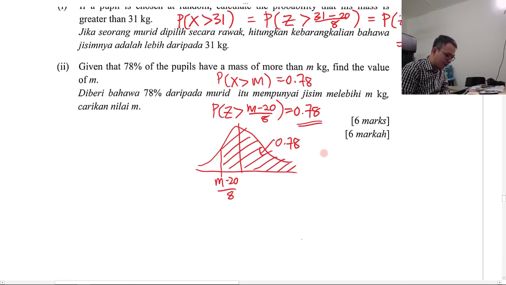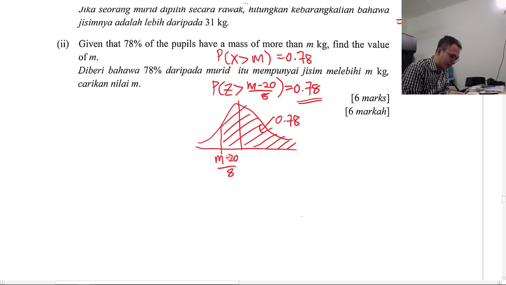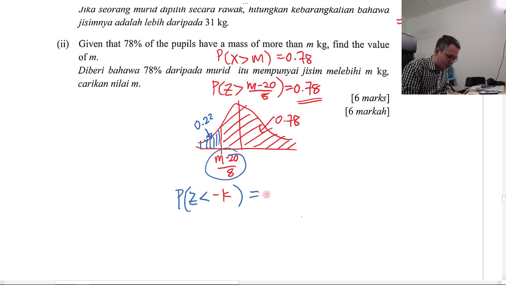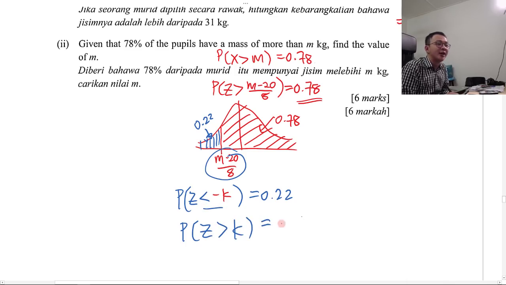Because I know this is a negative value, maybe I call this one negative k. At the same time, I should know this area, because the areas sum together to 1, should be 0.22. If I call this line negative k, can I say the probability for Z less than negative k equals 0.22? Because this line is negative k, right? So less than negative k is 0.22, that makes sense. And in this topic, we can change less than negative k to bigger than k, and you will get 0.22.